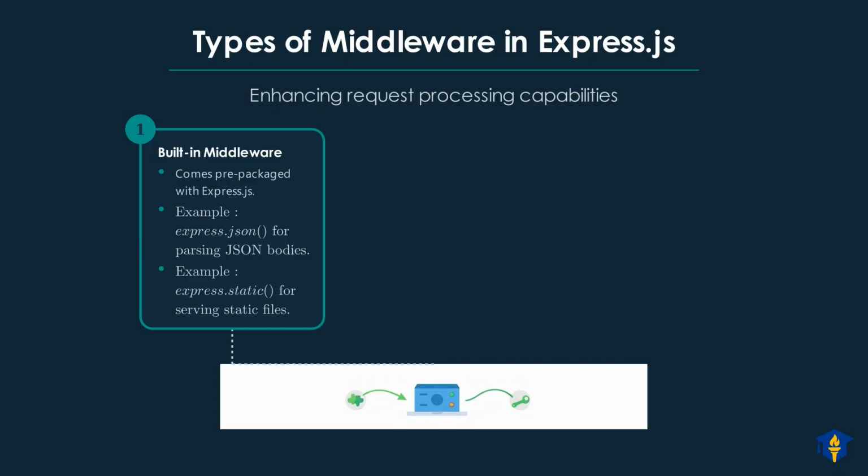For instance, express.json is used to parse incoming JSON request bodies effectively. Another example is express.static, which is perfect for serving static assets like CSS or images.